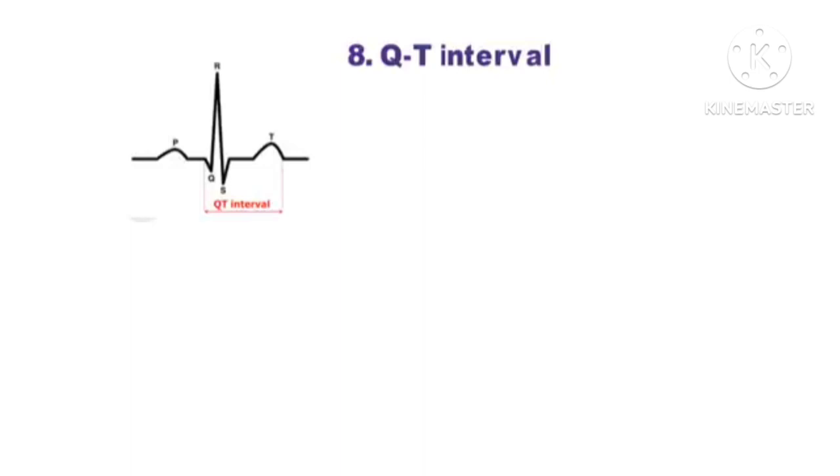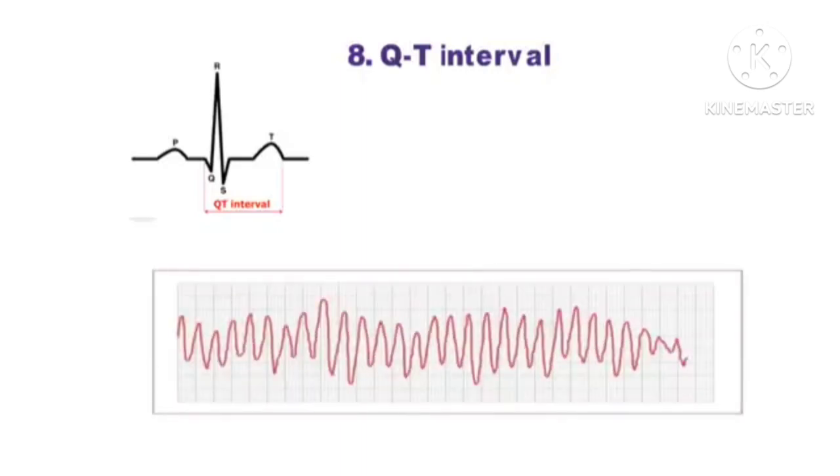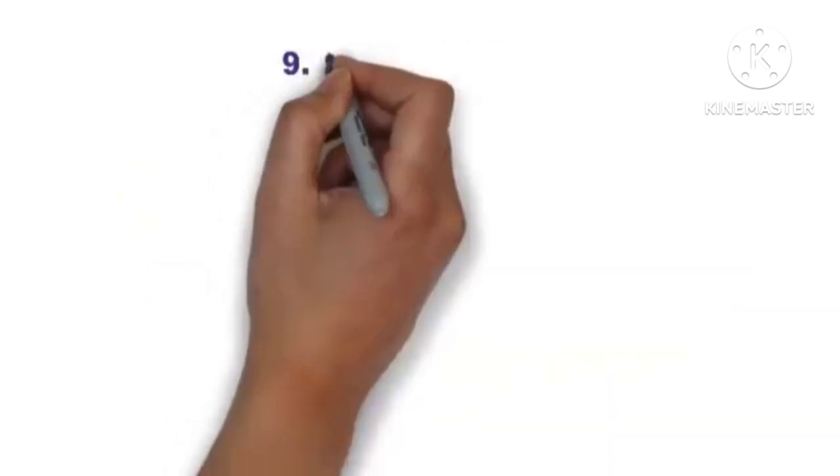Step 8 is QT interval. It is from the start of Q wave to the end of T wave. As a rule of thumb, normal QT is less than half the preceding RR interval. An abnormally prolonged QT is associated with increased risk of ventricular arrhythmias, especially Torsades de Pointes.